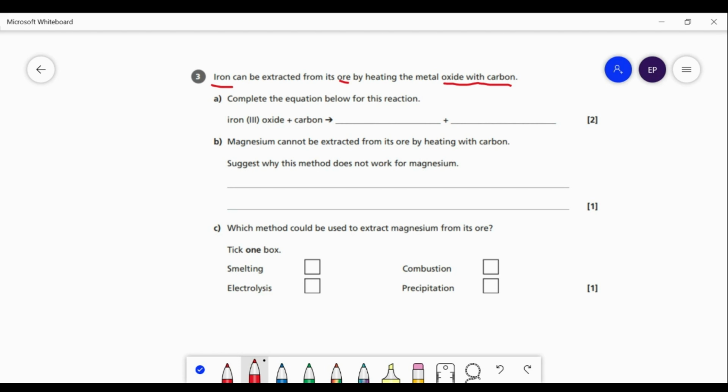Now iron is a fairly unreactive metal, so the carbon is going to be able to steal the oxygen away from the iron oxide. So that will give us a carbon oxide, either carbon dioxide or carbon monoxide, and the iron on its own. So we're going to go for carbon dioxide. Carbon monoxide would be equally correct, but don't leave it just as carbon oxide. So that would be our first mark, carbon dioxide.